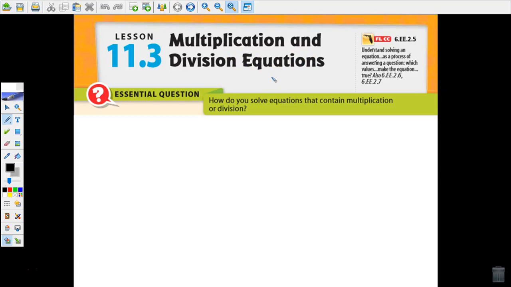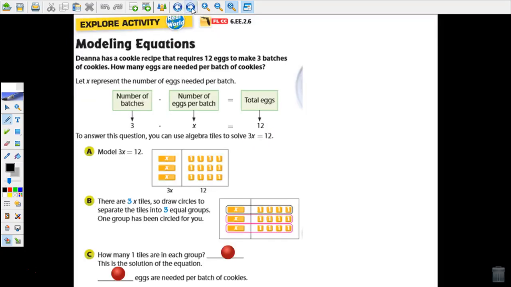So to get started, I'm going to go ahead and skip this first page about modeling because we're not going to use models. But just look how they represent things. So Deanna has a cookie recipe that requires 12 eggs to make 3 batches of cookies. How many eggs are needed per batch of cookies? So we know the number of batches are 3, and we multiply that times the number of eggs per batch, and then the total eggs. Okay, so 3 times x equals 12. That's the only thing we're going to look at.